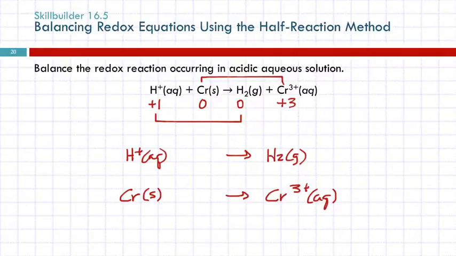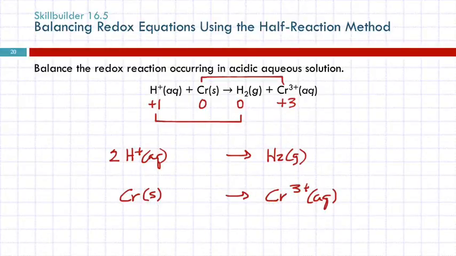So I need to make sure that it's first balanced with respect to mass. Is this first one balanced with respect to mass? Are there the same number of H's on both sides? No. Here there's H2, 2 H's, here there's only 1. So I'm going to put a coefficient of 2 in front of the H+ so that the H is balanced. The bottom one is already balanced. 1 chromium and 1 chromium.